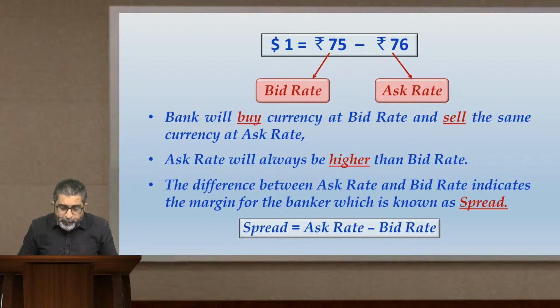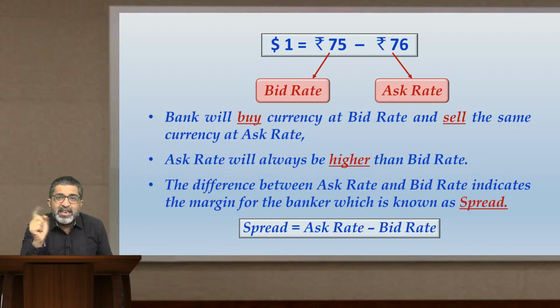as spread. So if you want to determine the spread in a two-way quote, you always take ask rate minus bid rate. For example, in this given exchange rate, ask rate is 76, bid rate is 75. So for each dollar, the bank is having a margin of rupee 1 or a spread of rupee 1.